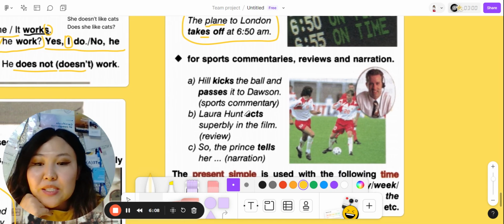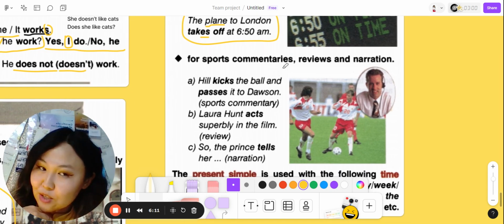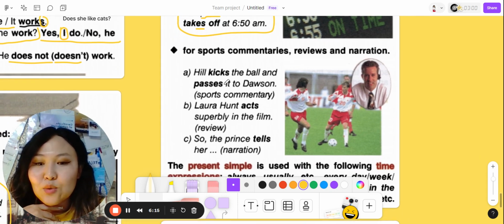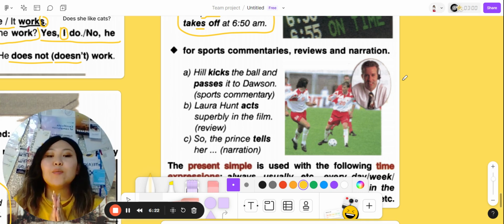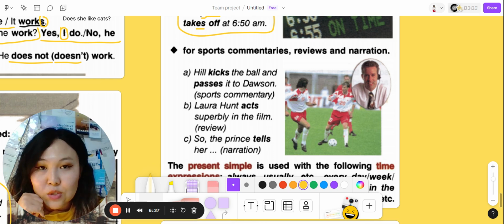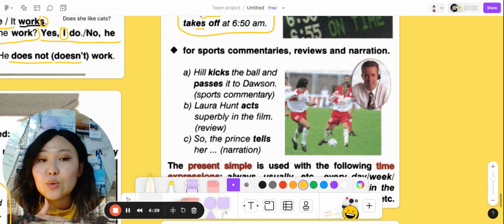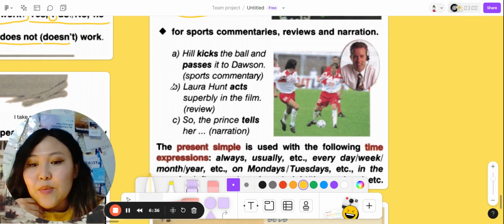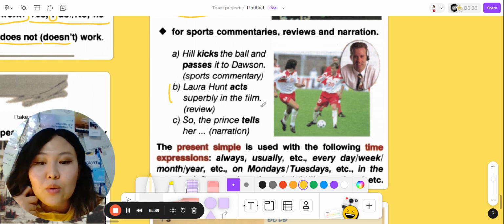Also, we can use present simple for sports commentaries, reviews, and narration. Here we have great examples. Let's read the first one. Hill kicks the ball and passes it to Dawson. So it's happening right now. We are watching the game, but anyways, we are not using present continuous. We are using present simple because it's a sports commentary.